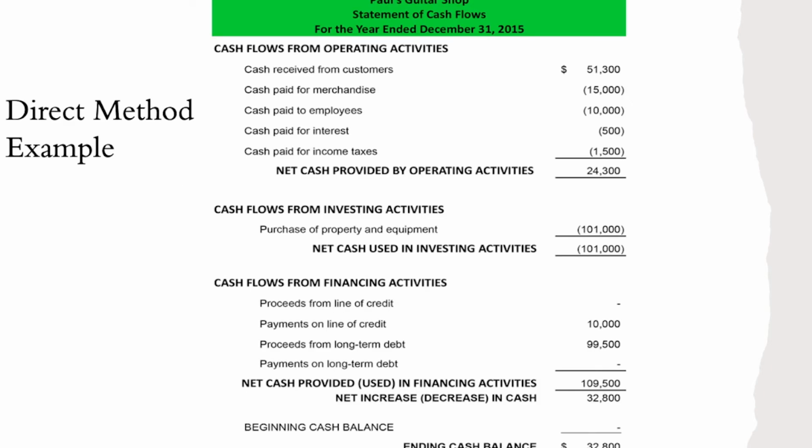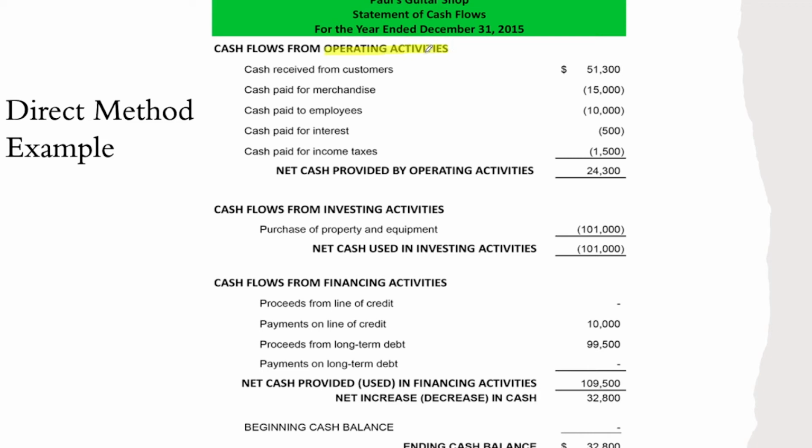Now that we have the three types of sections out of the way and the different types of activities included in each section, I thought it'd be beneficial to show one direct method example and one indirect method example. So starting off with the direct method here, we're always going to start off with the operating activities section. So you would just display a header, cash flows from operating activities.